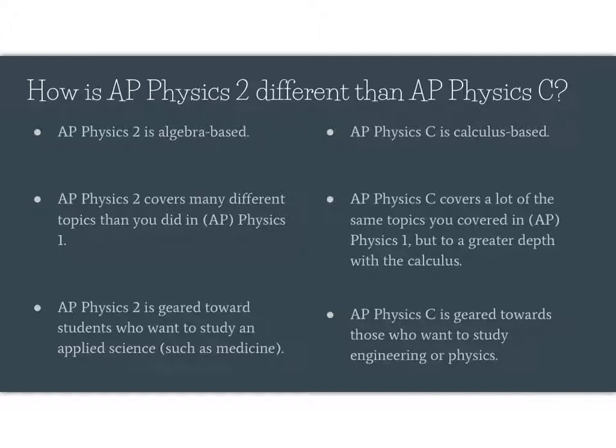AP Physics C is actually calculus-based, and so that's going to go back and cover a lot of the same topics that you covered in AP Physics 1, but to a much greater depth and add the calculus. So AP Physics C is geared towards students who think they want to study engineering or physics. You absolutely can take both if you really enjoy physics. Some students will take them both in the same year. Some students will take one their junior year and one their senior year.